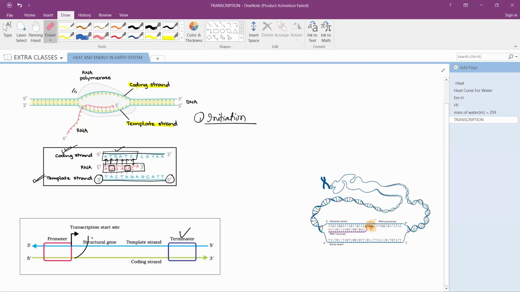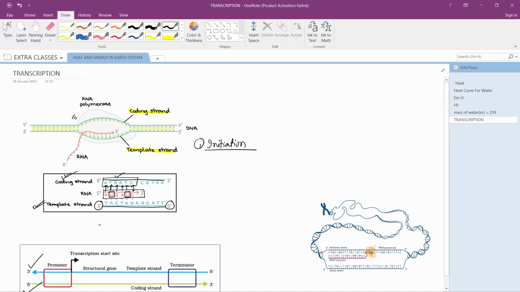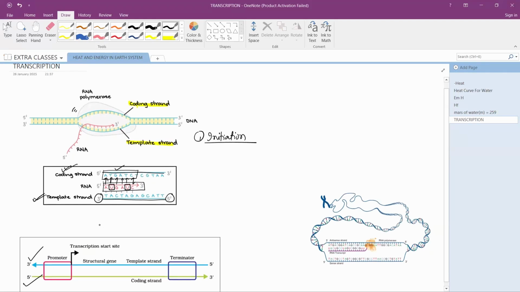Always you will see that the promoter region is present at which end? You can say that the promoter is present at either the 3 prime end of the template strand, or at the 5 prime end of the coding strand. Okay, both answers are correct. Understood?